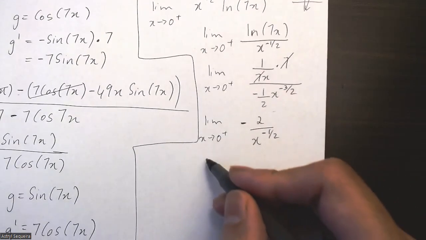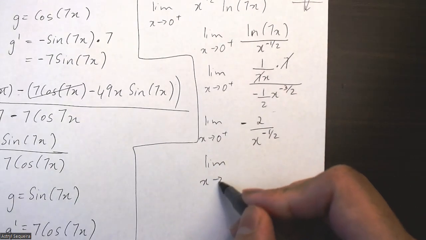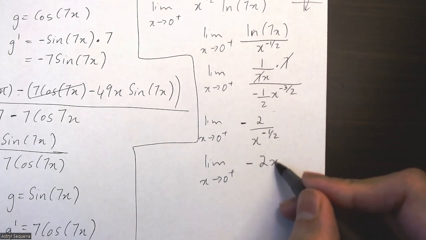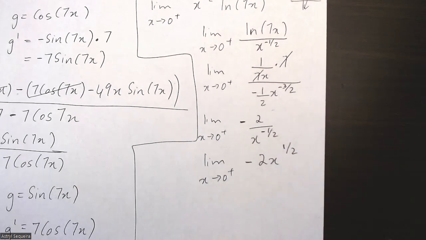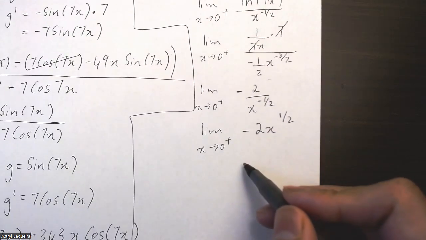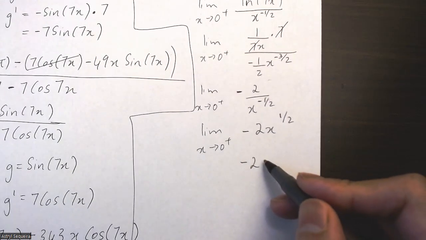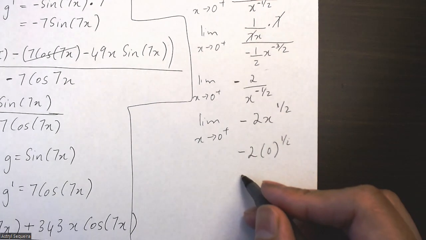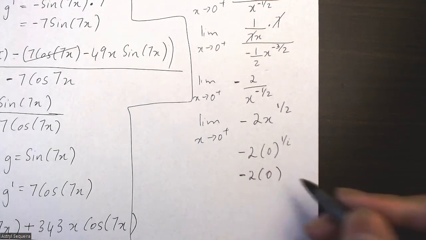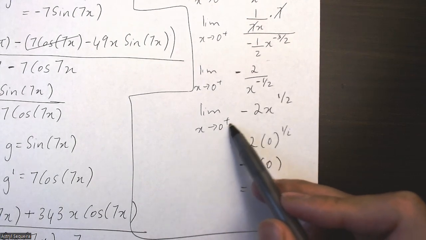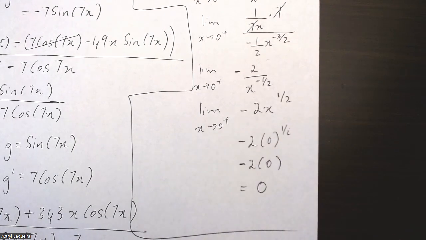This can be simplified a bit further, I can make my exponent positive and move this term to the top. Just negative 2x to the positive 1 over 2. And then if I sub in 0 into this, just negative 2 times 0 to the 1 over 2. 0 to the 1 over 2 is just the square root of 0, which is 0. So that's negative 2 times 0, which means that my limit is approaching 0 as x approaches 0 from the positive side. That was a bit of an easier one.